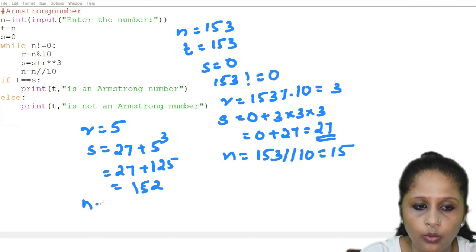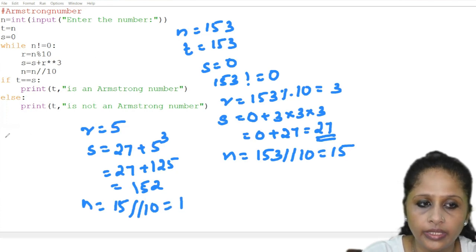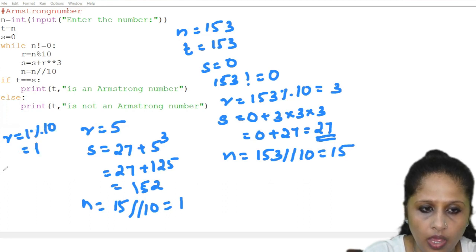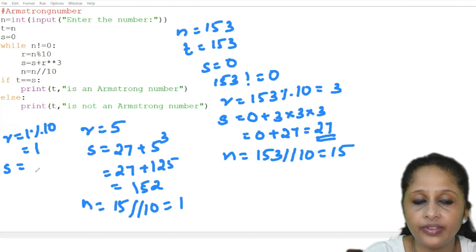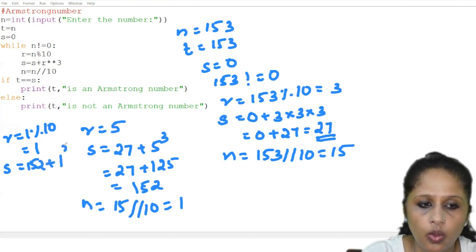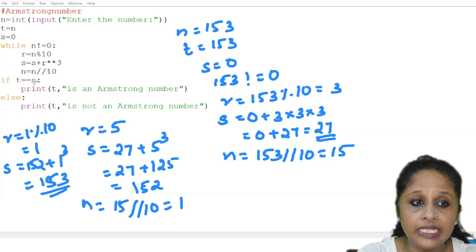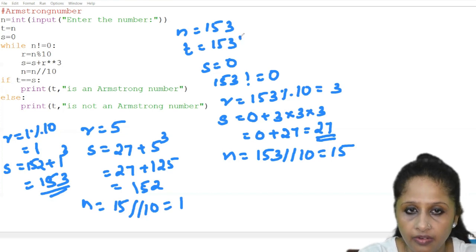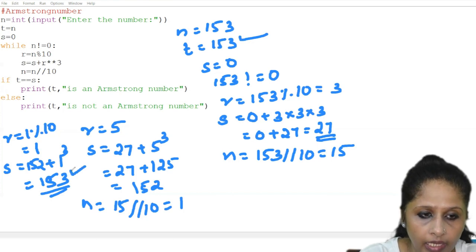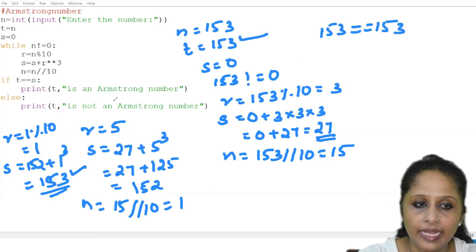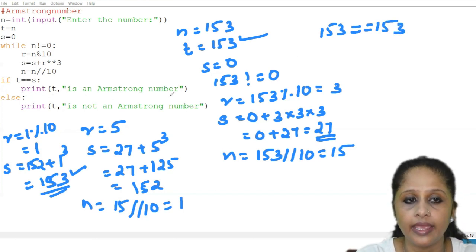Then again n equal to 15 divided by 10 you will get 1, 1 not equal to 0. Then r equal to n modulo 10, that is 1 modulo 10 you will get 1. Then s is equal to the last value of s, 152, plus 1 cube, that means 153. So after that it comes out of the loop and here it is checking whether t equal to s. So t we have written 153, s we got the value 153, so it's checking 153 equal to 153. So it is satisfying, so it prints 153 is an Armstrong number.